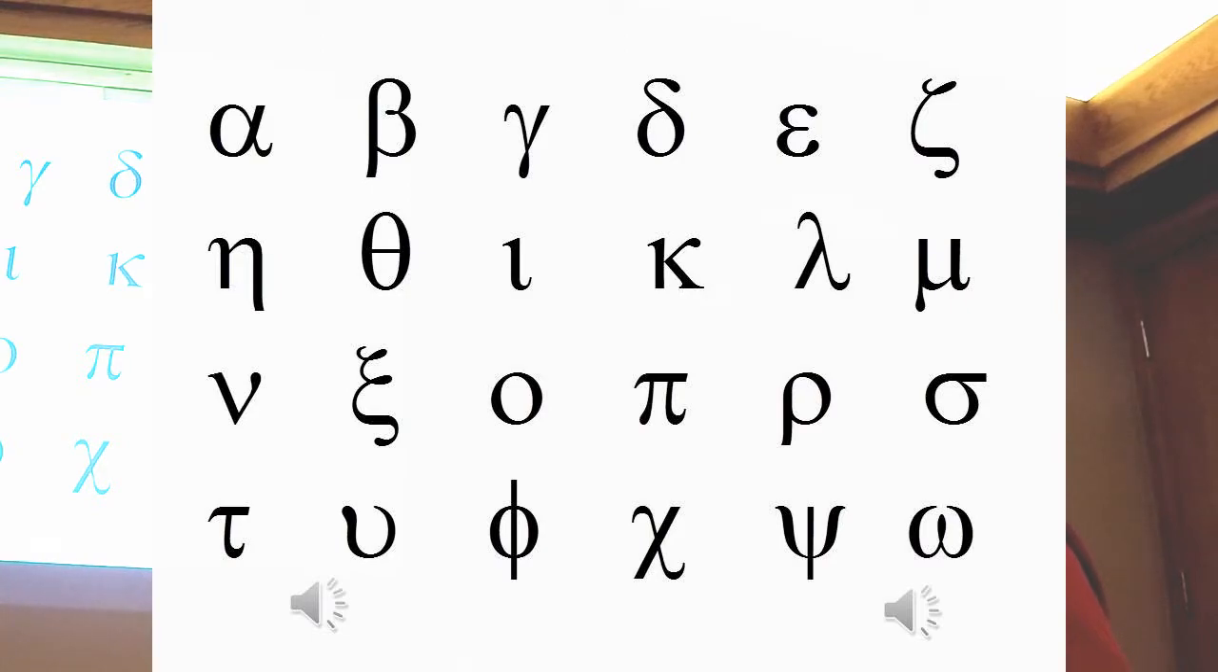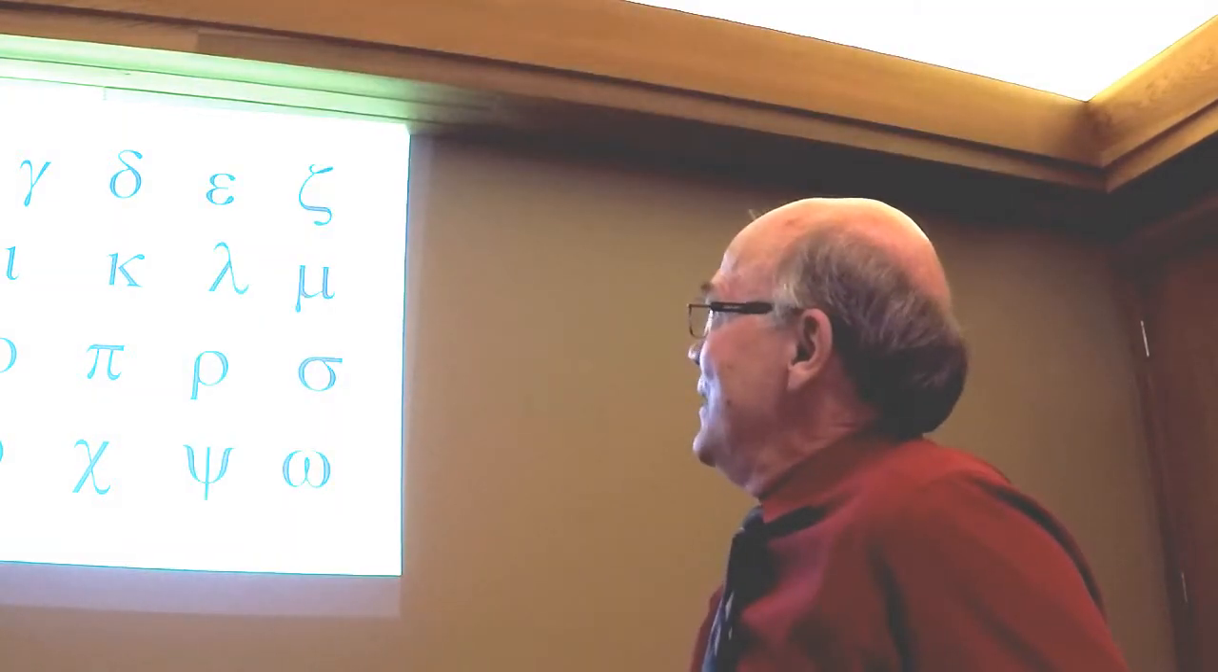Mu. It's not moo like a cow, it's mew like a cat. And then same way here. This is nu, like new, not old. So nu, xi, omicron, pi, rho, sigma, tau, upsilon, phi, chi, psi, omega. So the alpha and the omega.